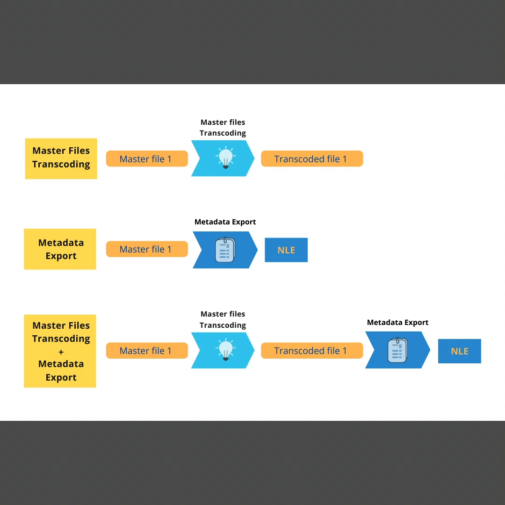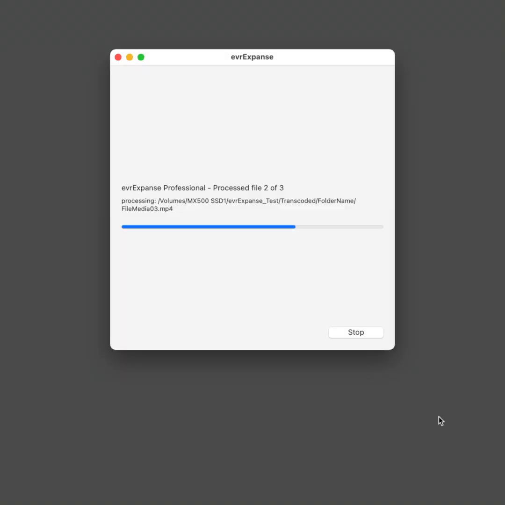Metadata export and transcode master files can be used alone or in combination depending on the workflow. If the master files need to be transcoded to an intermediate codec before importing into NLEs, master files transcoding can be used first. Then, export metadata can be used on the transcoded files so that they can be imported into the NLEs with the metadata inherited from the master files.